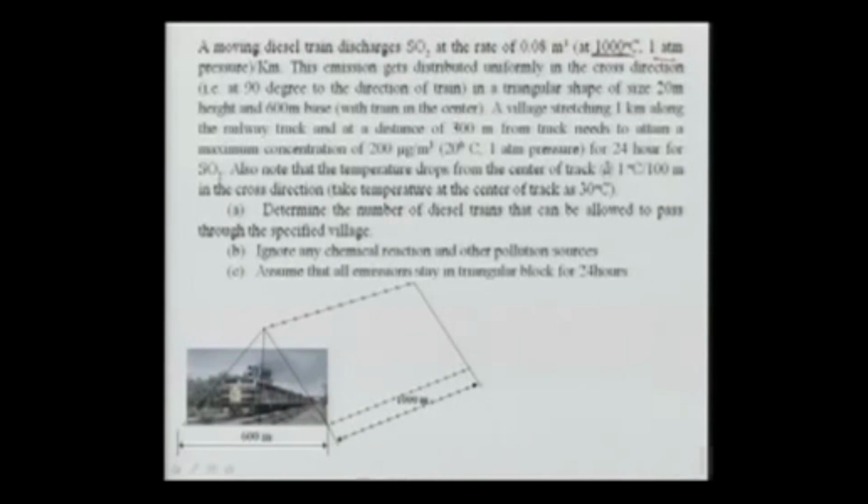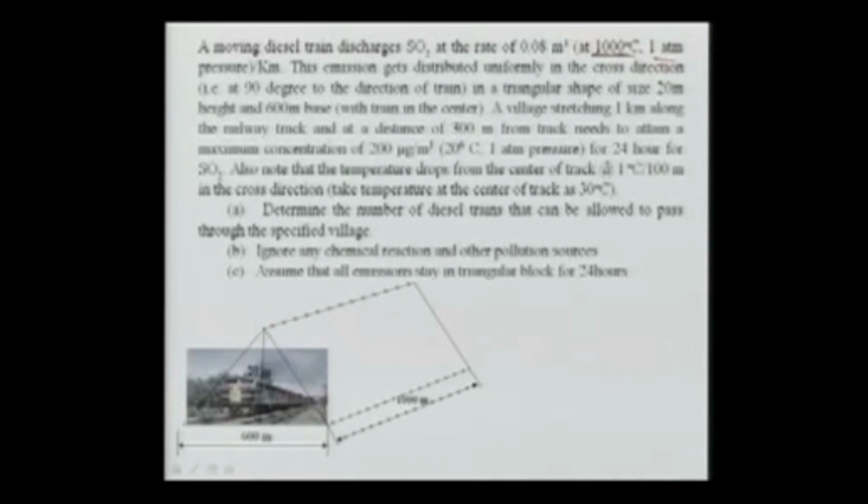Now you can see a picture on the left hand side. There is a train, and you can see it's causing the emissions. As you can see, the black smoke coming out from the diesel is dispersing in a triangular area which has a base of 600 meters and a height of 20 meters.